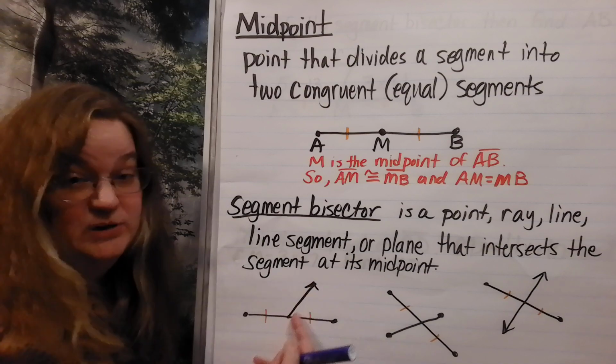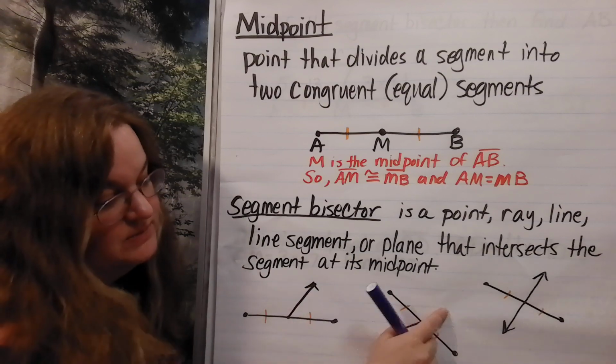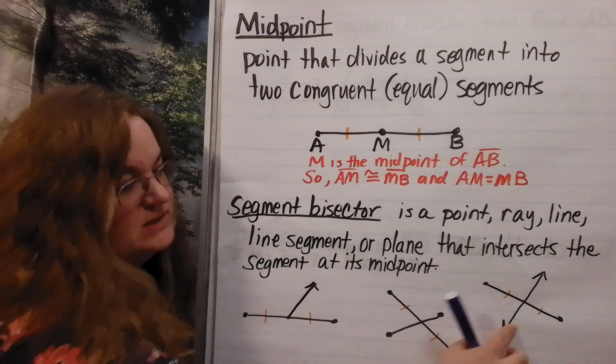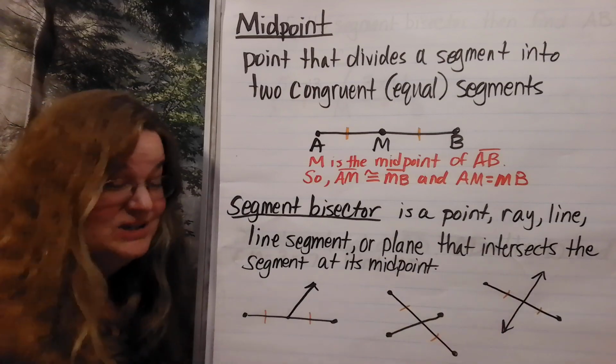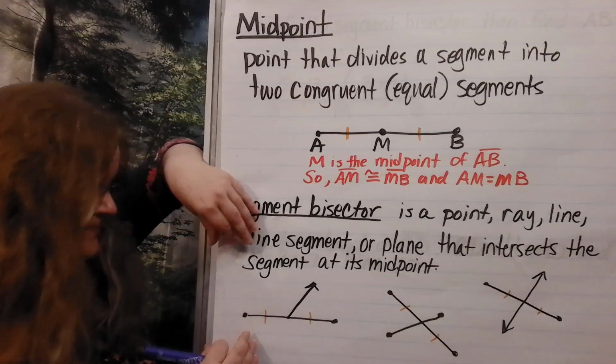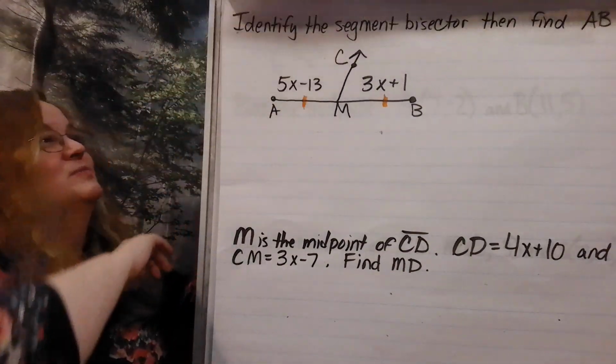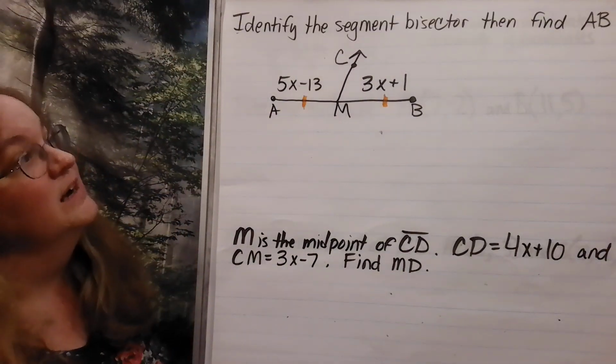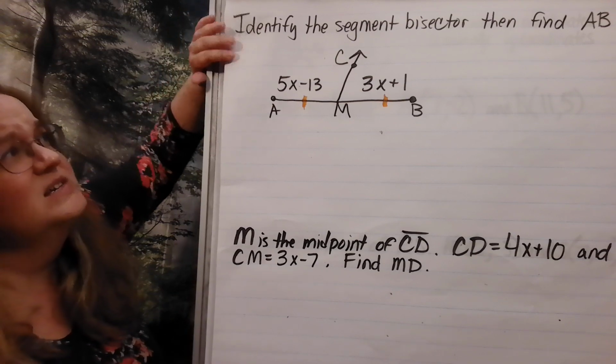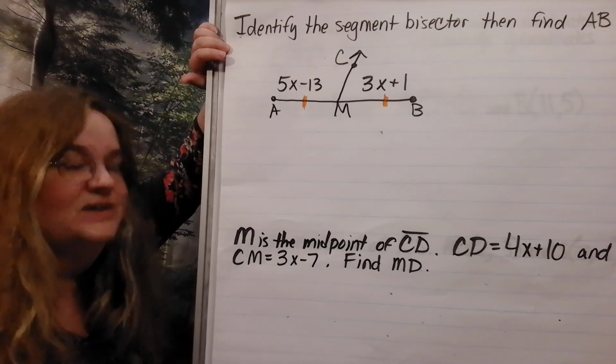So in this case, this would be a ray that intersects. This would be a line segment that intersects, and this would be a line that would intersect. So there's just some of the examples. Okay, so let's look at what we're going to be doing with some problems for midpoint. All right. First thing says identify the segment bisector.